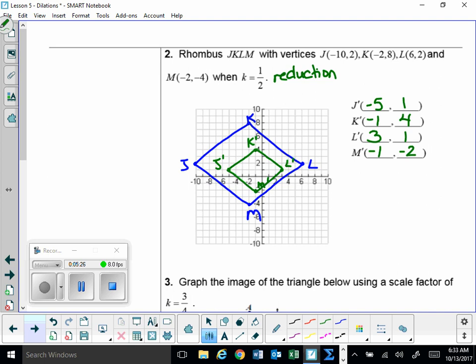To be honest, dilations are my second favorite after translations. I love translations because all I'm doing is counting, and I like dilations because all I'm doing is multiplying. And to me, these are the two easiest transformations.